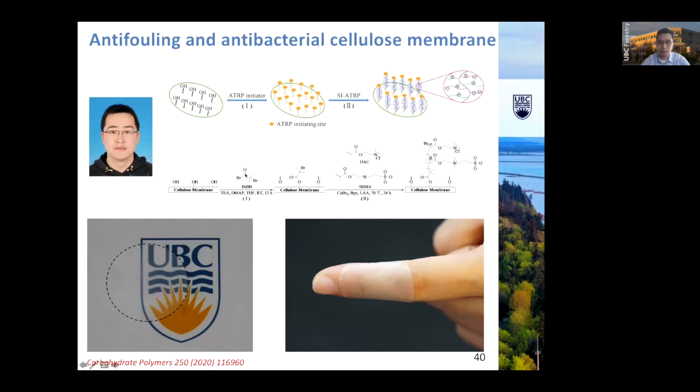So we have cellulose membrane, and we grafted it with BIBB through an esterification reaction, and then grafted the DAC and the SBMA. The DAC contains a quaternary amine group, and the SBMA has a zwitterionic structure, containing both quaternary amine and sulfonic acid. After grafting, we demonstrated the membrane can be easily converted into anti-fouling and antibacterial.